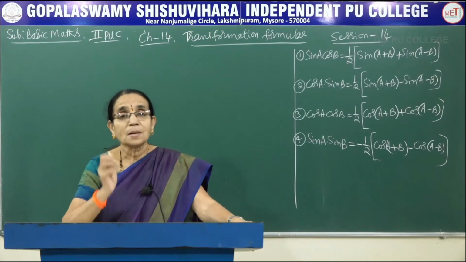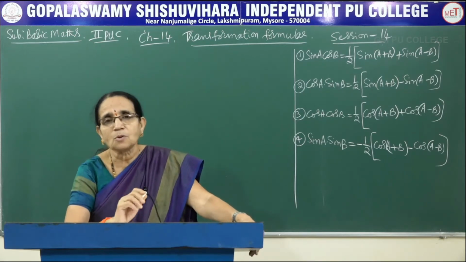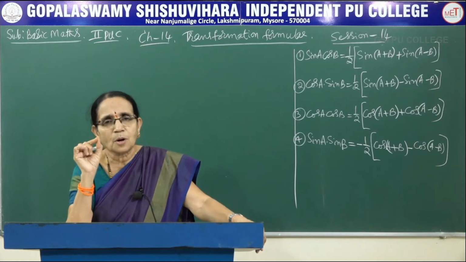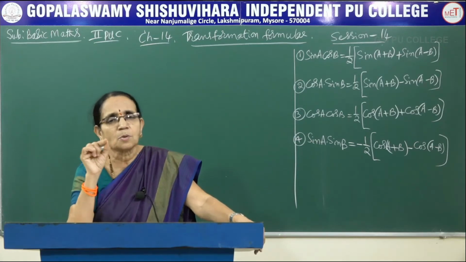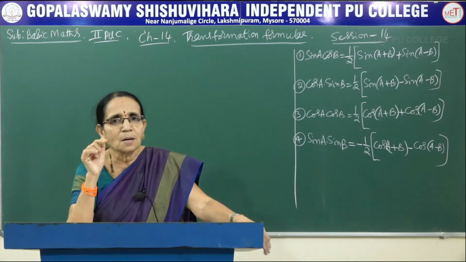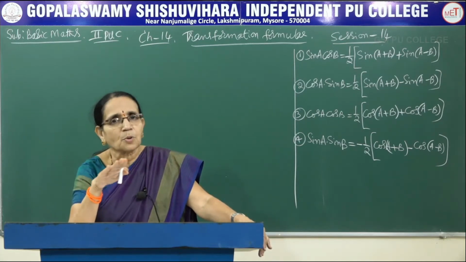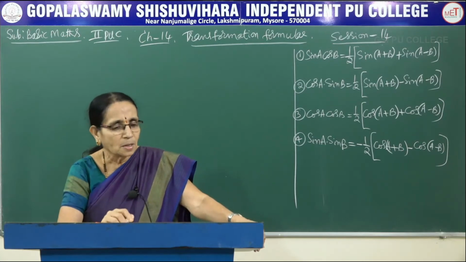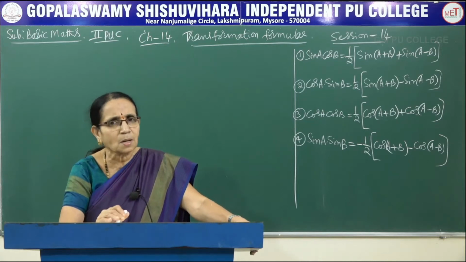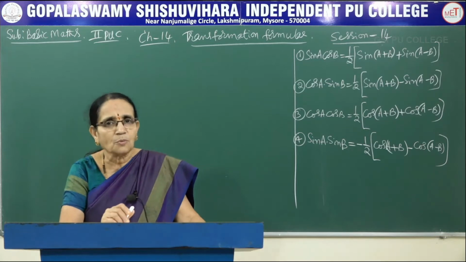Dear students, in the previous session, I had given you 8 transformation formulae. Of course, I had derived the formulae. One set of formulae convert the product into sum or difference of two trigonometric ratios. The second set gives us the conversion from sum or difference to product of the two trigonometric ratios. Those derivations are usually not asked in the examination, but better you know how they have been obtained, that is, considering the compound angle formulae.